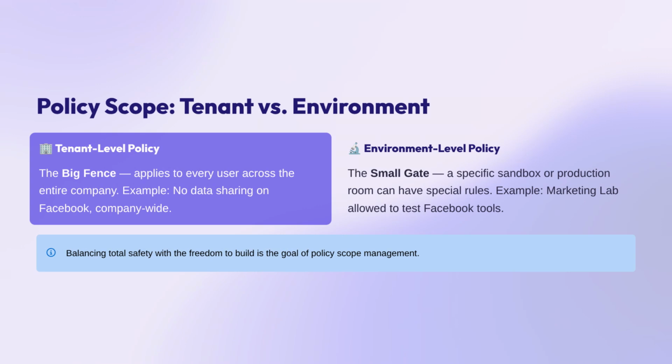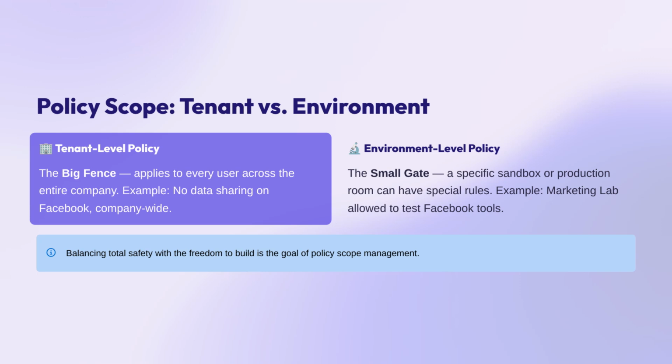The formal definition describes the ability to apply DLP policies at the tenant level, which covers every user in the entire company, or at the environment level, which allows for specialized rules in specific sandbox or production rooms. To put it very simply, it is the big fence versus the small gate. Usually, you have a big fence around the whole company that says, no sharing data on Facebook. But maybe in your marketing sandbox, you need to test a tool that talks to Facebook. In that one specific room, you can create a special rule that allows it, while the rest of the company remains safe behind the big fence.